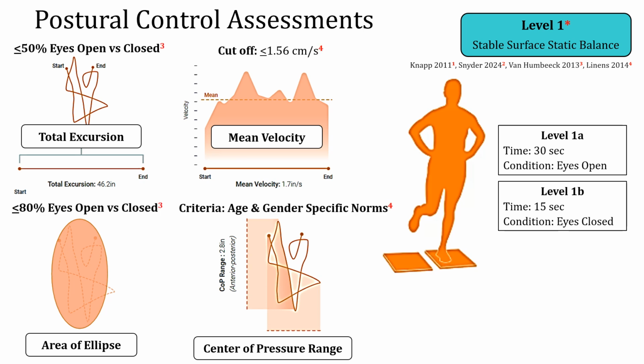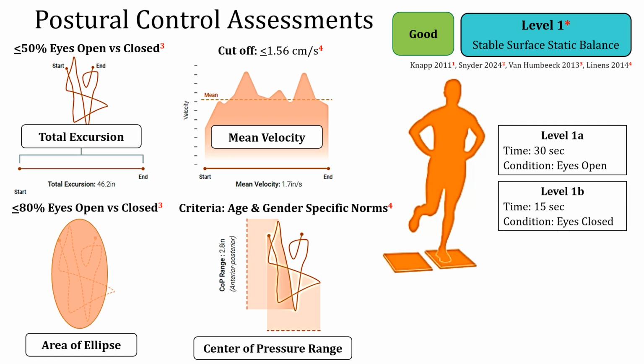Your cutoffs and your criteria for each. So for your total excursion, you want less than 50% of eyes open versus eyes closed. That means the length of them doing it with their eyes closed should be no more than twice that of their eyes open. For your mean velocity, less than 1.56 centimeters per second. For eyes open versus eyes closed, the area of the ellipse should be less than 80%. And then for all of these metrics, utilization of age, gender, and specific norms would be recommended in addition to the individual ones that I've stated above.